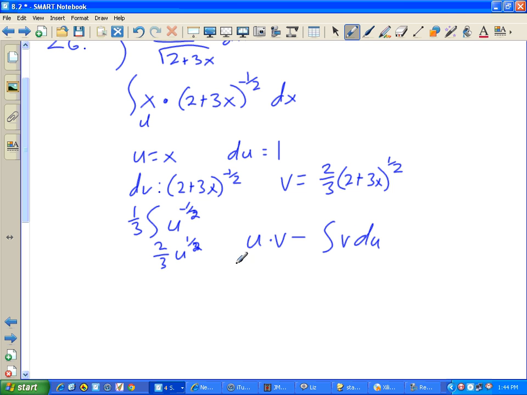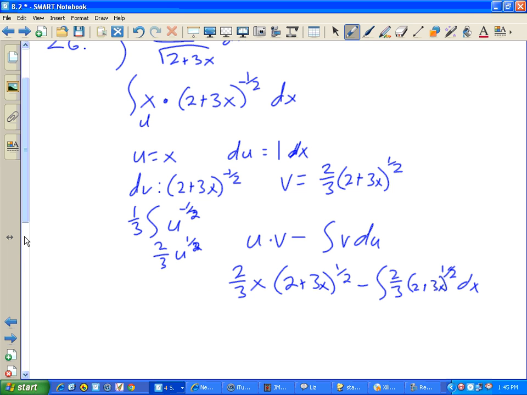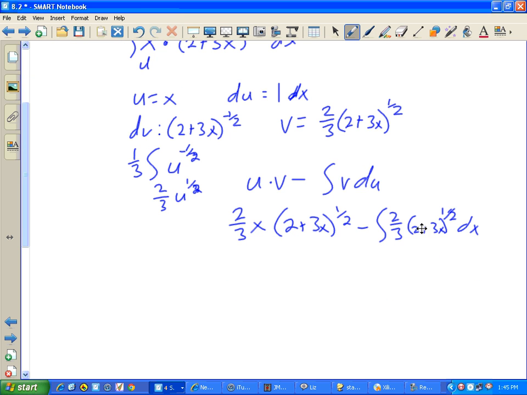So u times v, so I get 2/3 x, 2 plus 3x to the 1/2, minus the integral of v, 2/3, 2 plus 3x to the 1/2, du, which is just 1 dx. Finish off the integration with another u substitution. I'm going to have the same value for u. So now I'll raise the power again. So it'll be 2 plus 3x to the 3/2.